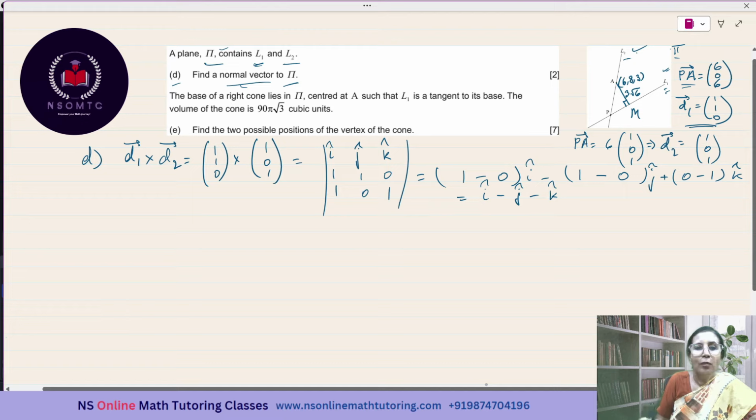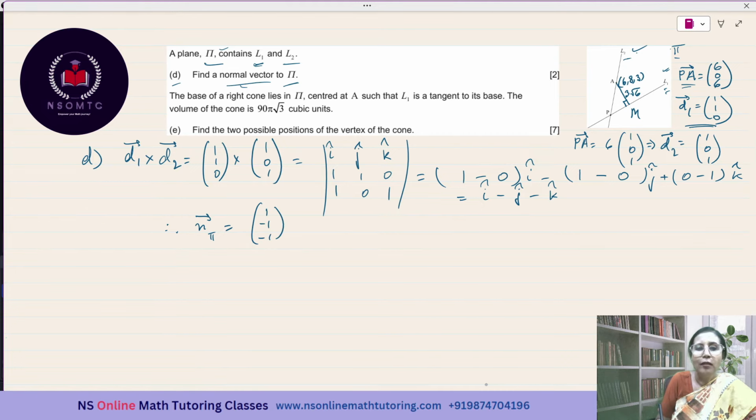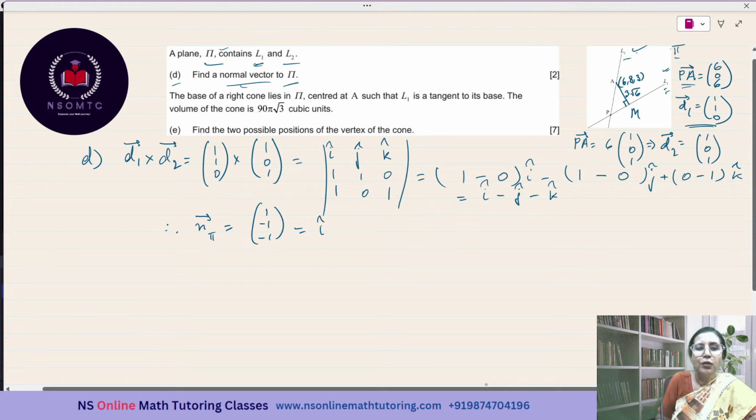So the normal vector to the plane pi is equal to, if I give it in column vector form, (1, minus 1, minus 1). Or you can give it in that form as well, i minus j minus k. Okay, so this is the answer for subpart D.